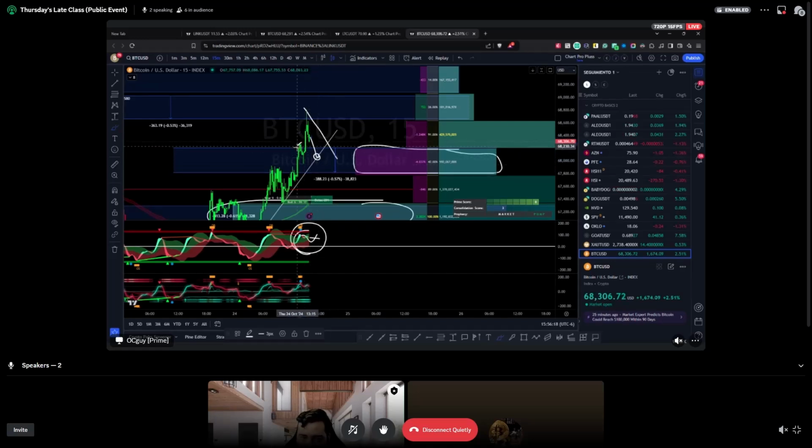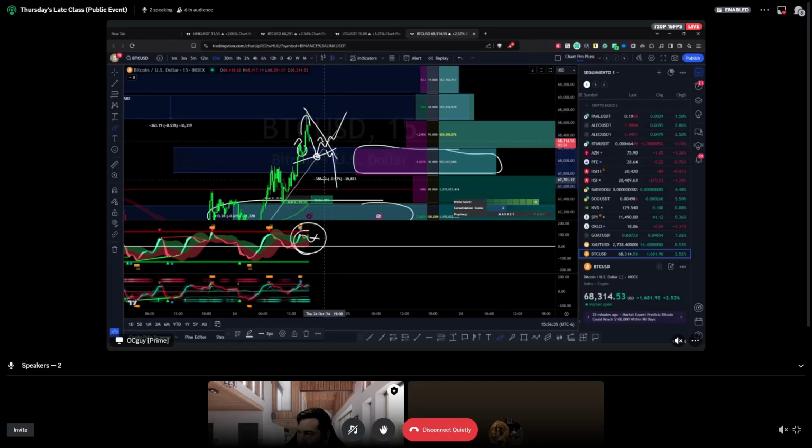It will make something like this. And if I can make something like that, guess which pattern I could be forming with a neckline. And then if I break up, I jump back in with a long. And if I break down, I jump in with a short.